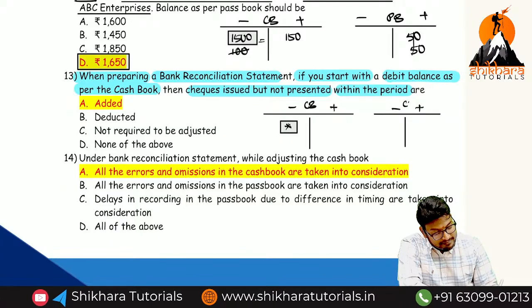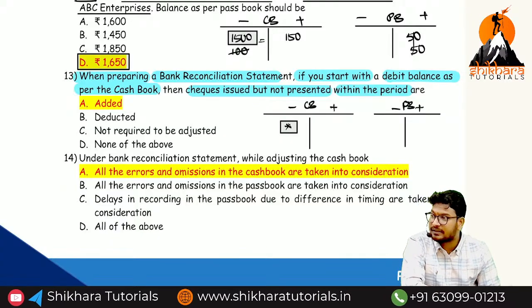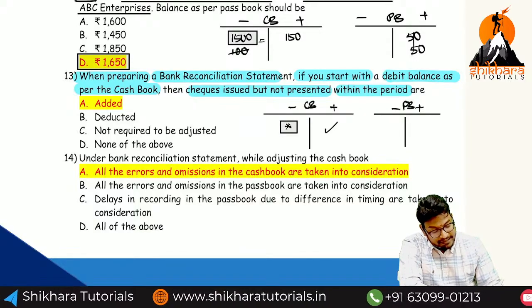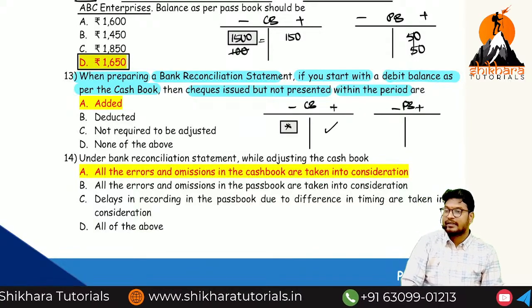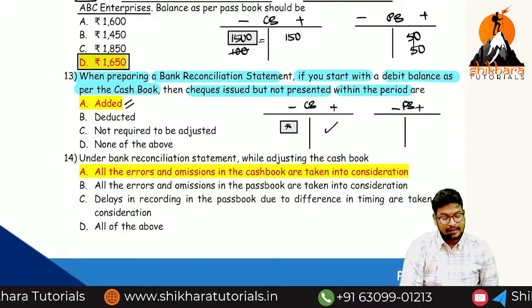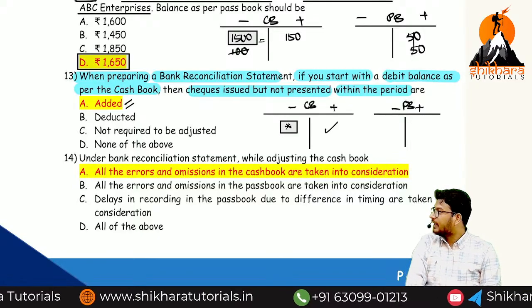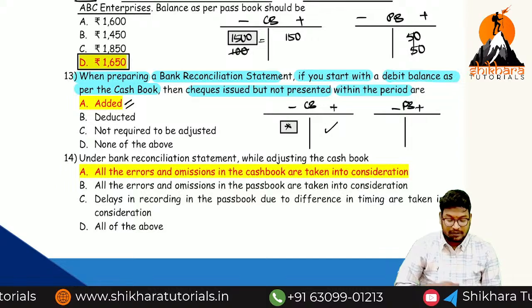So minus, plus, minus and plus are the symbols. What is the transaction they have given? Check issued but not presented for payment. So where we need to record it? Debit side or credit side? Credit side. So what is the symbol? Add. That is the reason we are adding. Okay now.